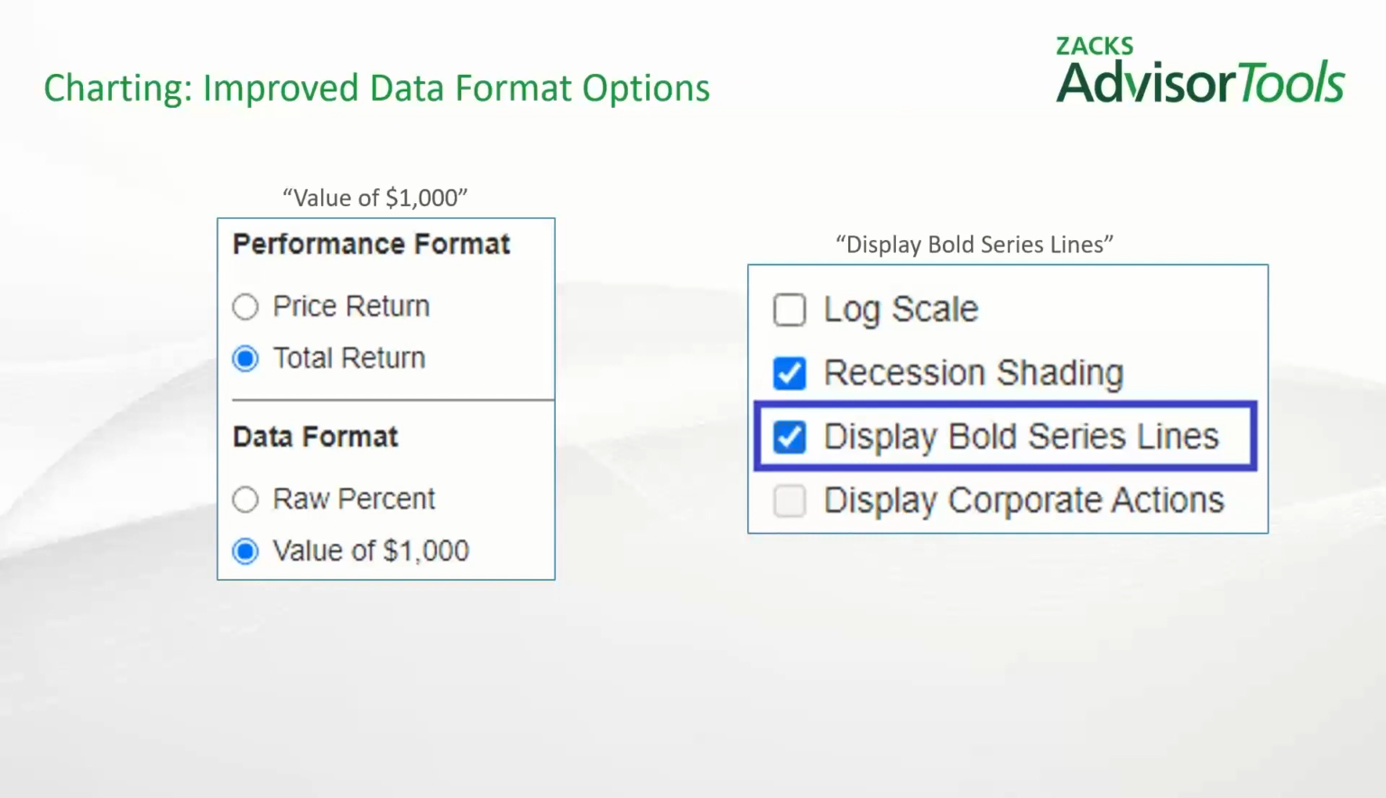There is also new and improved data format options for charting. We fixed the total return as value of $1,000 performance chart option. On the left, you will see how the data format option for value of $1,000 now works when performance format is set to total return. We also added a new option to display bold series lines, as you can see on the right. This display bold series line option has been added to all charts, fundamental, performance, and technical.